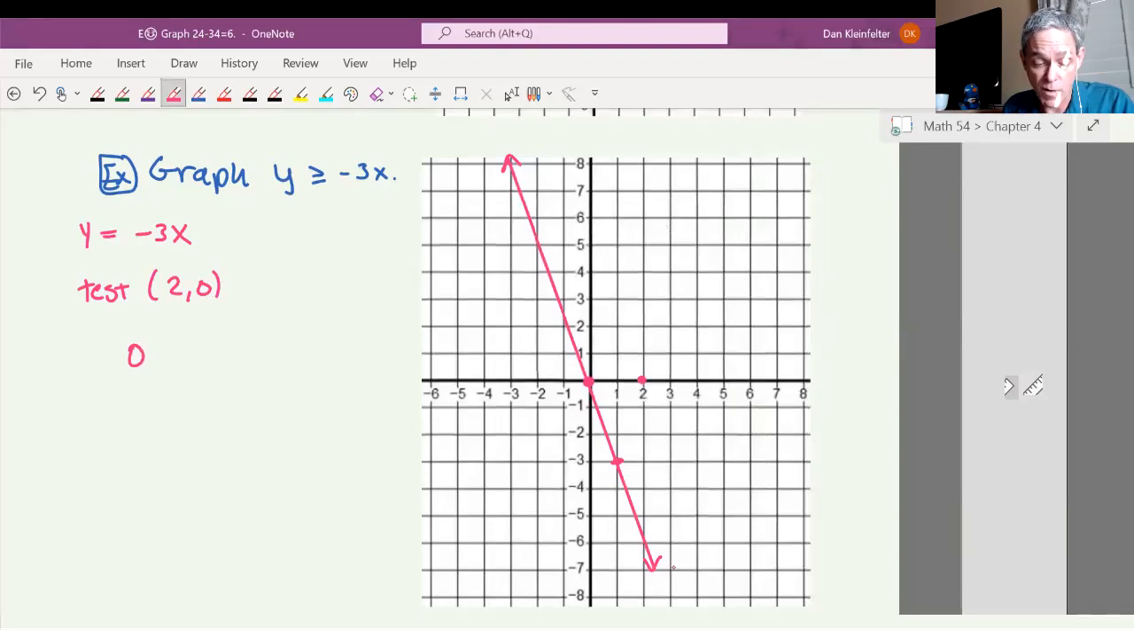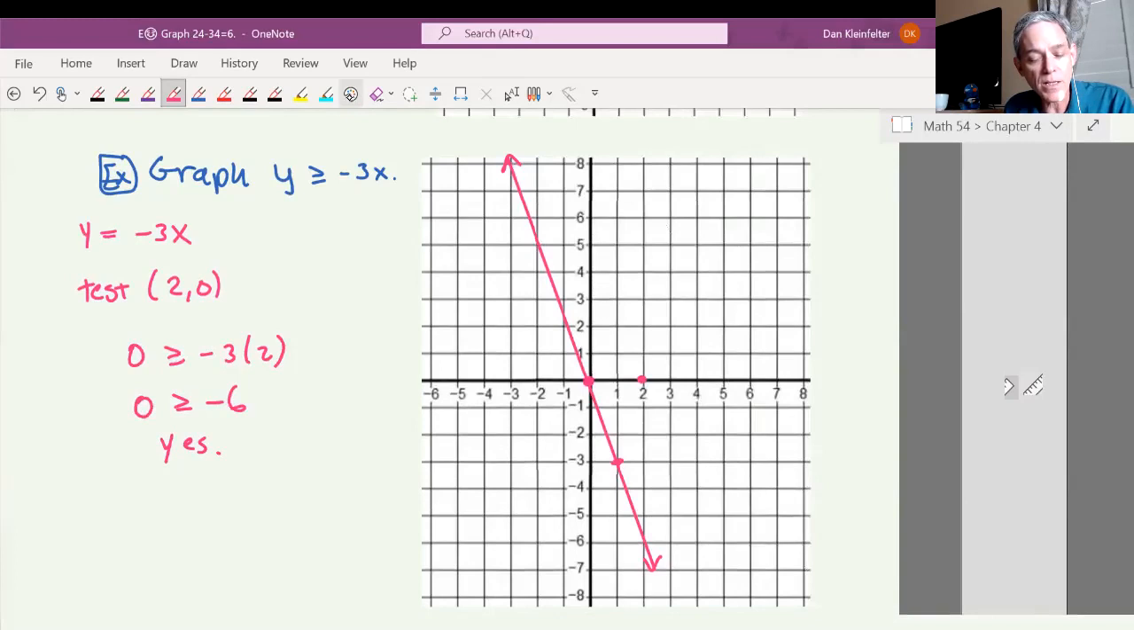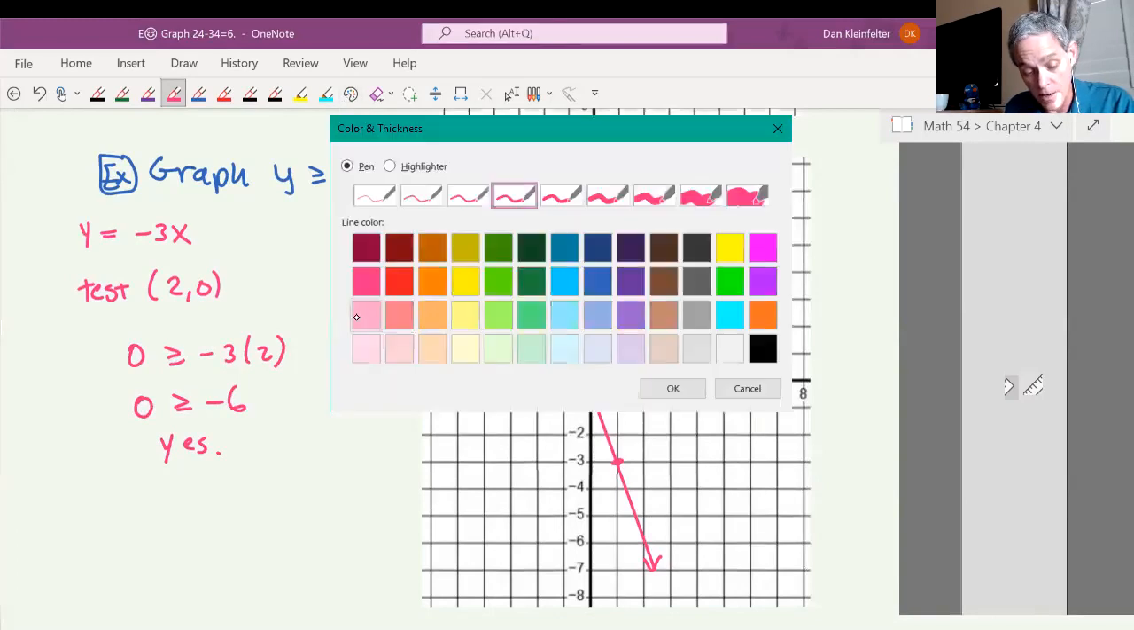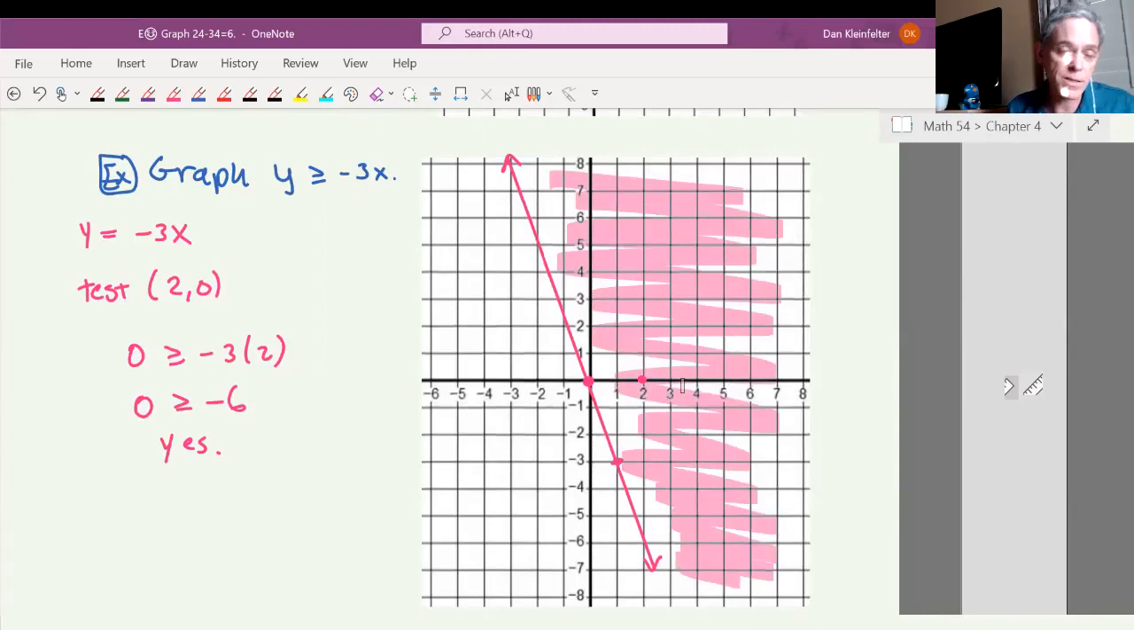I'm going to put 0 for y. So 0 is greater than or equal to negative 3 times 2. I put 2 for x and 0 for y. 0 is greater than or equal to negative 6. That's yes. Okay, so that means that the points on the right side of the line all make solutions. And so we're going to shade the whole right side. Everything on the right side makes up a solution.